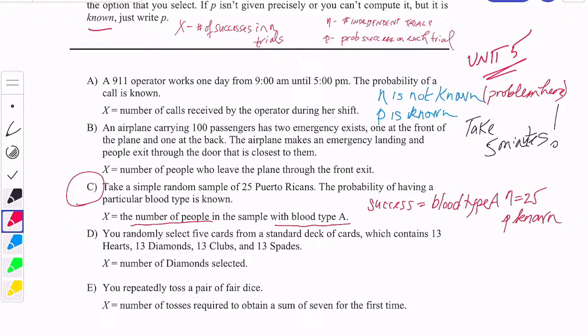Okay, let's go to the next one. An airplane carrying 100 passengers has 2 emergency exits, one at the front of the plane and one at the back. The airplane makes an emergency landing and people exit through the door that is closest to them. So let's do the same thing as we did above. I'll do it in a different color. So N, no, I should stick with blue. So the success is going to be exiting the plane, right?